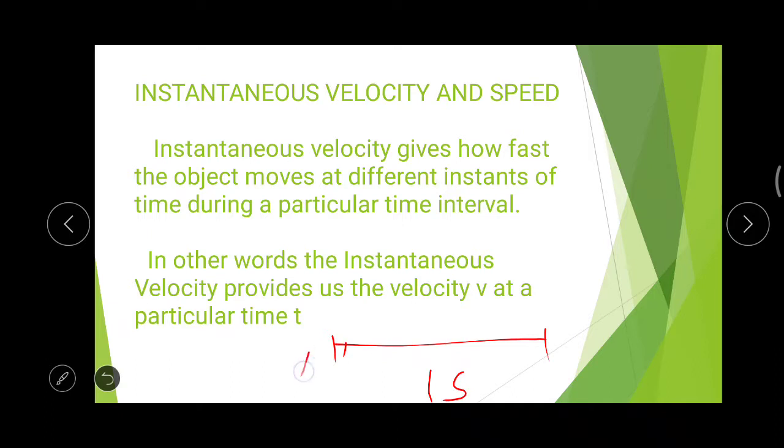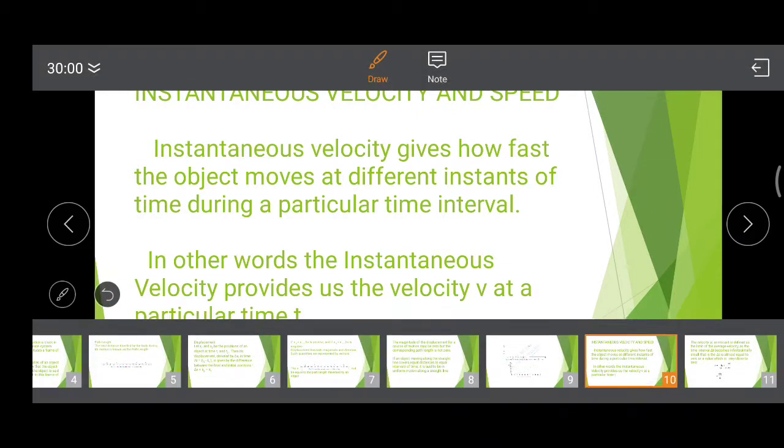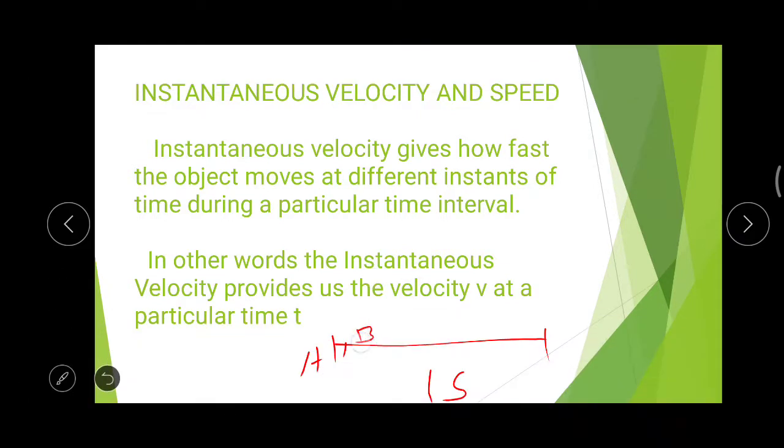Suppose you are taking the first point as A and the second point as B, then the velocity in between A and B is known as instantaneous velocity. In other words, we can express it as: instantaneous velocity provides us the velocity v at a particular time t.